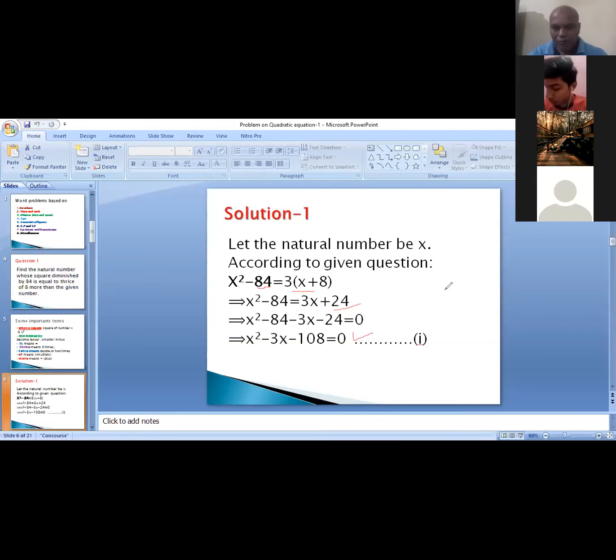Who has solved this one? Factorize. So wait 2 minutes.